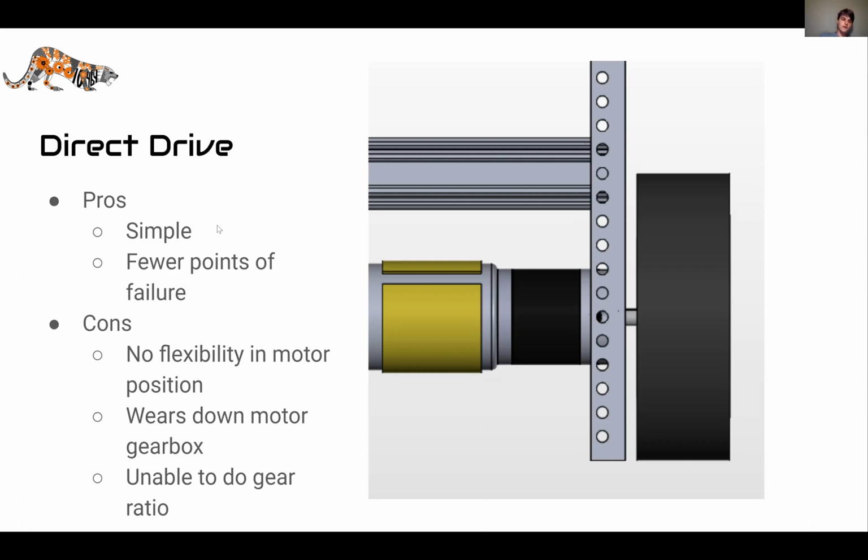Very few points of failure, but unfortunately, it does put stress directly from that wheel onto the shaft, which then puts stress on the motor's gearbox, which could cause some problems later down the line with how your motors are behaving. Also, you can't do a gear ratio. So if you have a 435 RPM motor, your output is going to be 435 rotations. And that's just how it is.